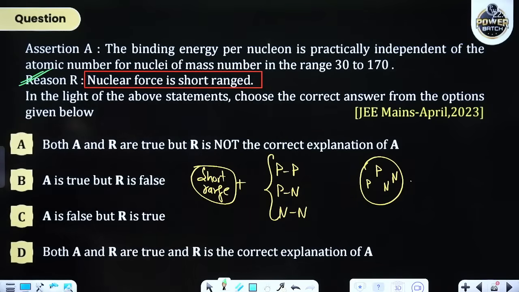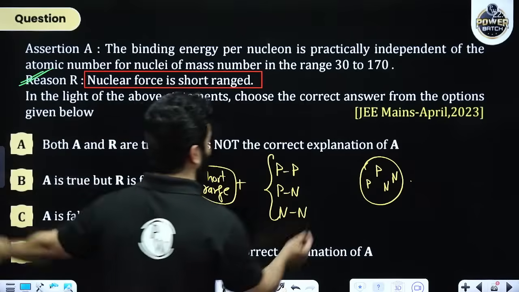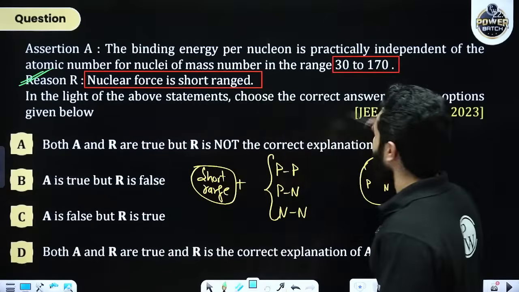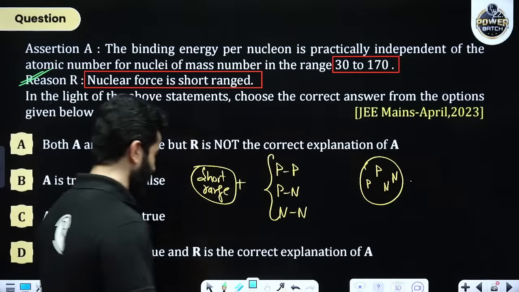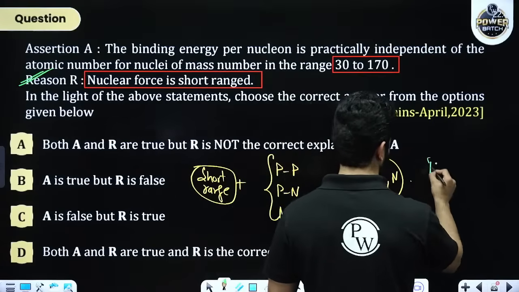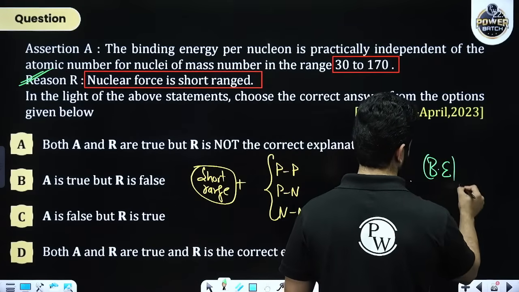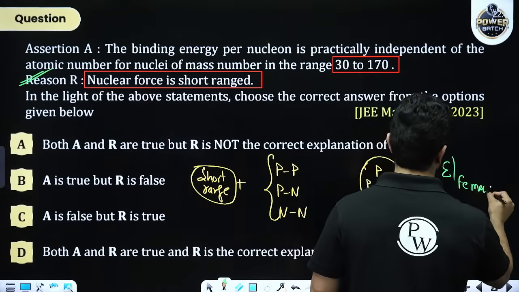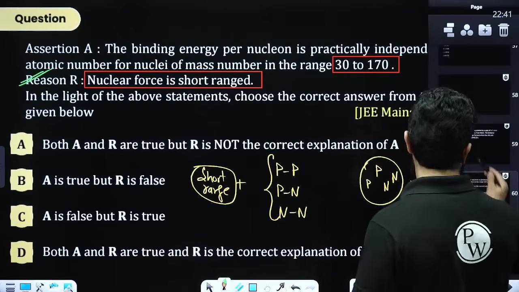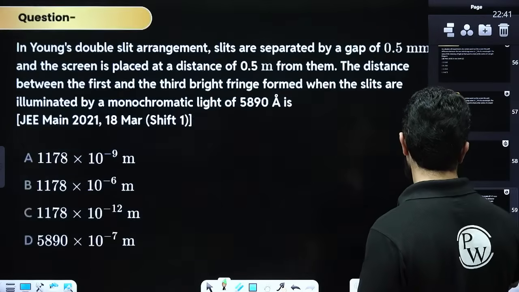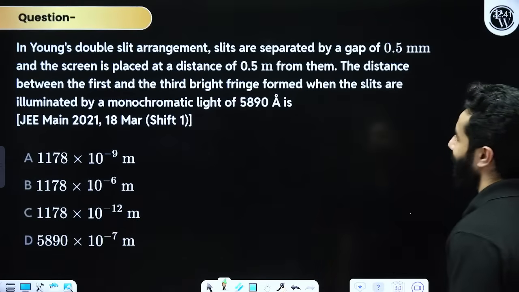Now the assertion, that binding energy per nucleon is practically independent for mass number between 30 and 170, is not absolutely correct. As we know, binding energy per nucleon is maximum for iron, Fe. So the reason is correct, but the assertion is not correct. Clear? So dosto, with this, let me give you one or two more questions, then we'll end the session.